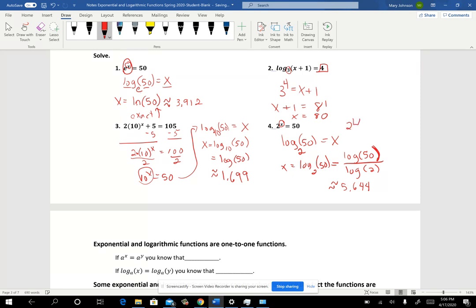And you can check these. It's like, 2 to what power is 50? Well, 2 to the 5th is 32. 2 to the 6th is 64. So I know it had to be a number between those two. So that looks about right. So sometimes I don't actually plug it into my calculator. I just see if it's in the ballpark. All right. So that's the end of page 3. Let me stop this.